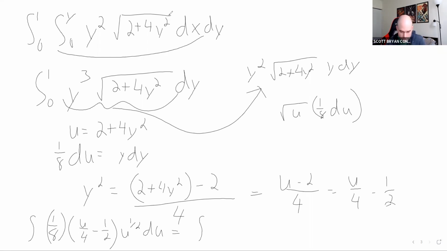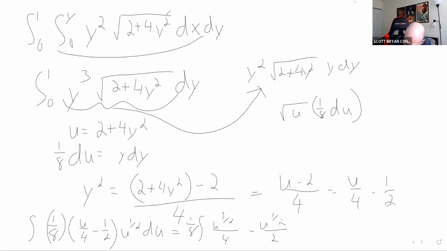So I'm going to distribute through. So I get 1/8 times u over 4, so that's u over 32, times u to the 1/2. So u times u to the 1/2 is u to the 3/2. Let me just pull that 1 over 8 out. That'll make life easier. Then we have u to the 3/2 over 2 minus u to the 1/2. Sorry, that's over 4.